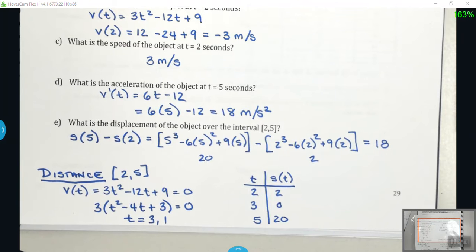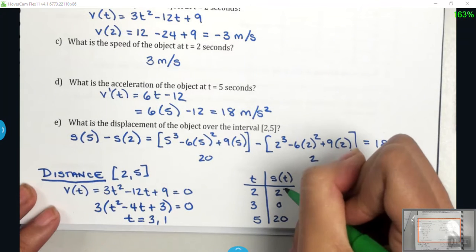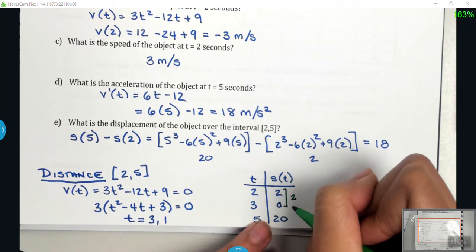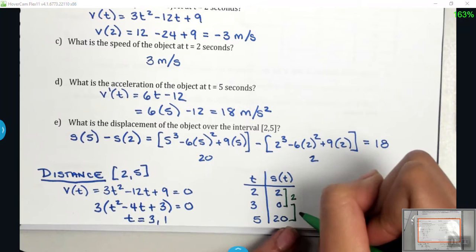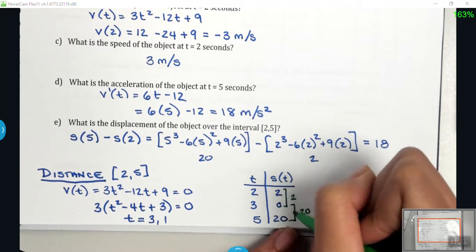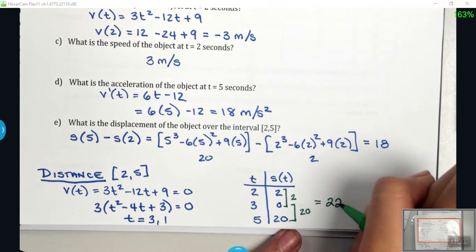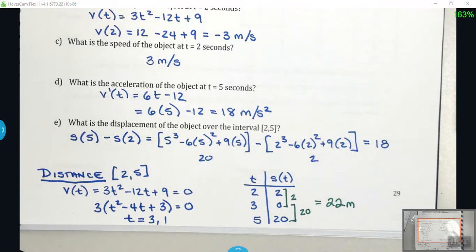So what's my total distance traveled? 22. Because from 2 to 3 I traveled 2, and then from 3 to 5 I traveled 20. So you have to add the total distance traveled, so that equals 22. Which is different from this displacement. Displacement was 18 because I moved backwards and then I moved forward. Get it? Yes?